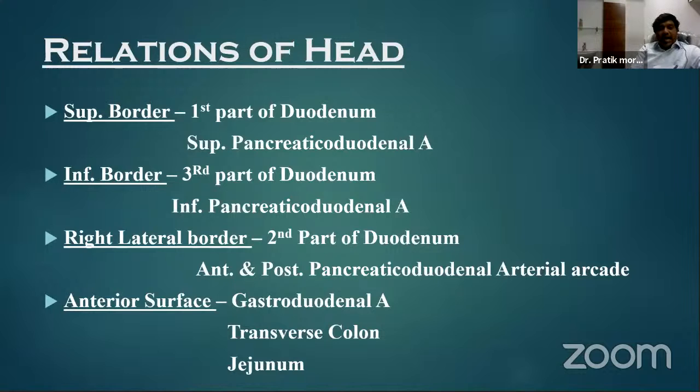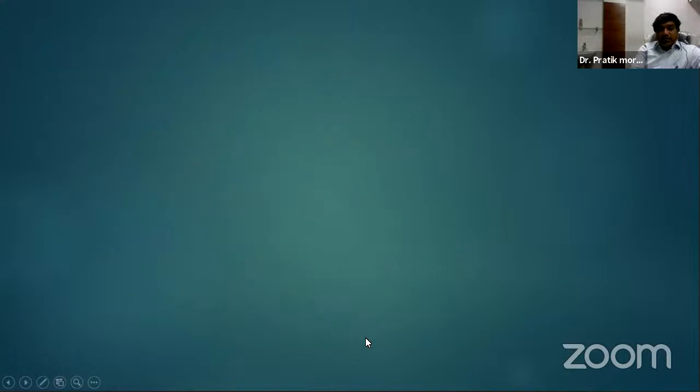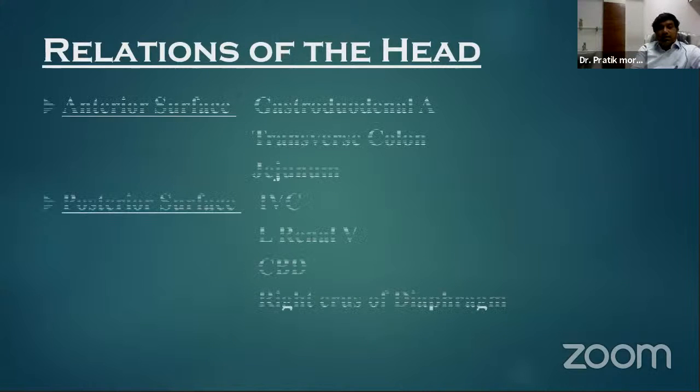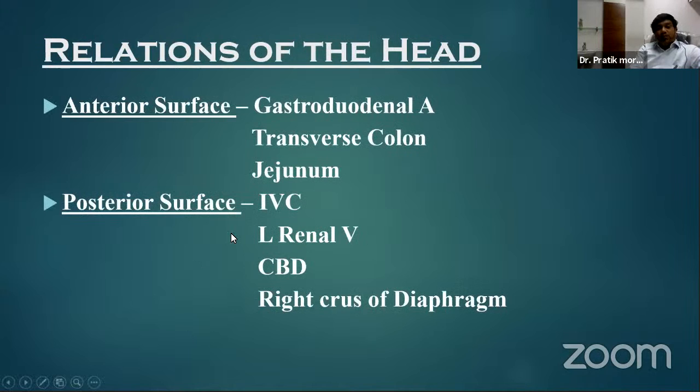Okay, then the anterior surface. What is present anteriorly? The gastroduodenal artery, transverse colon, and jejunum. And the posterior surface presents the IVC, that is the inferior vena cava, the left renal vein, the common bile duct, and the right crus of the diaphragm.